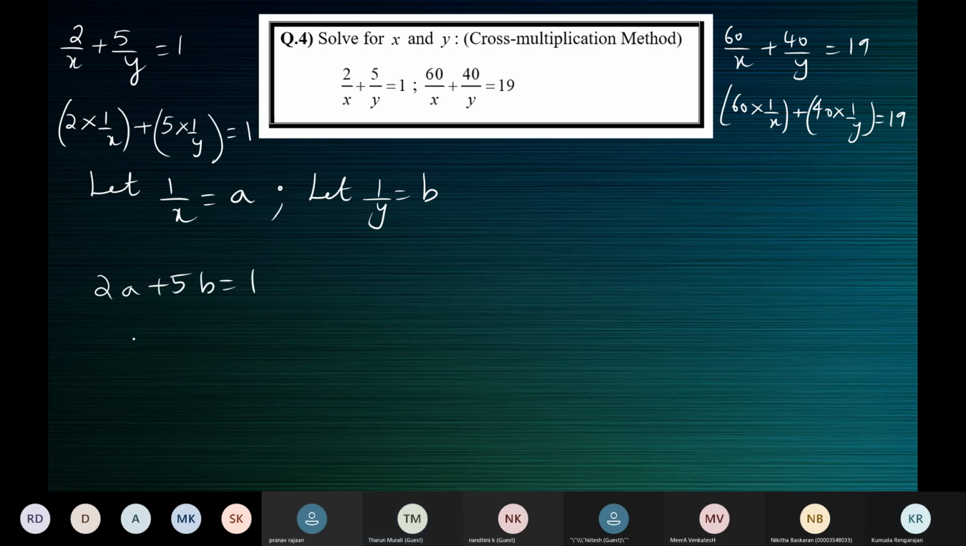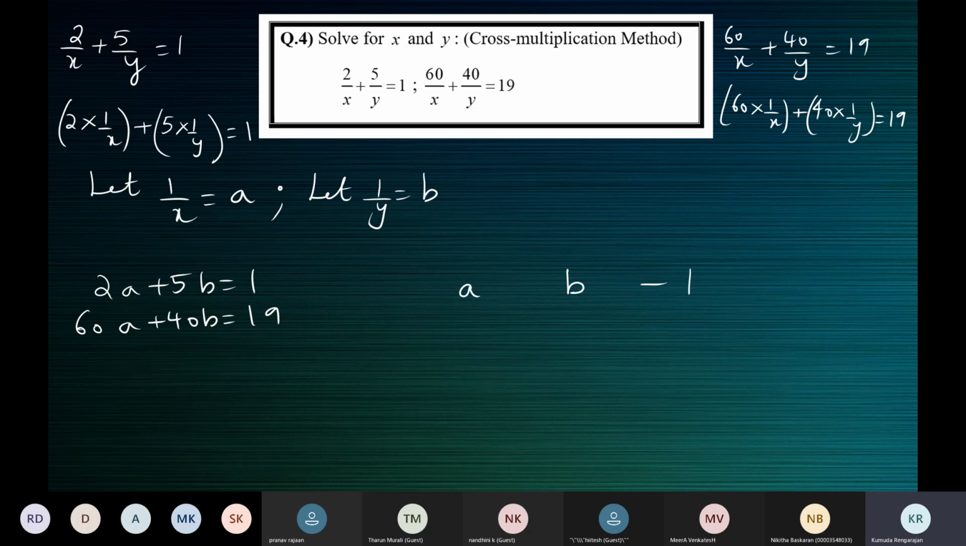Then 60a plus 40b is equal to 19. Now where are the constants? RHS. So what will be the headings for the cross multiplication method? What are the variables? a, b, minus 1. Very good. Who was that? Ma'am, Meera. Very good. The headings will be a, b and minus 1.